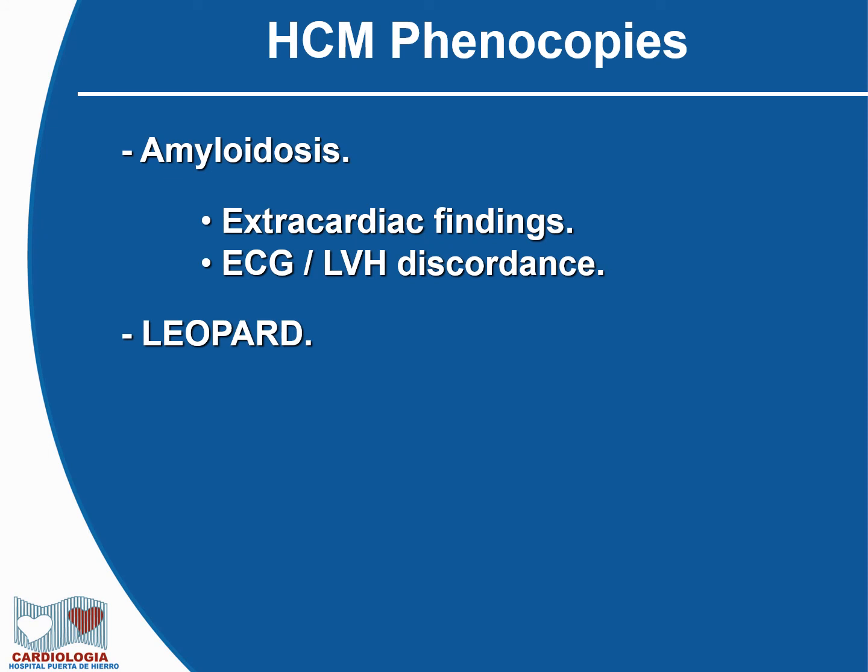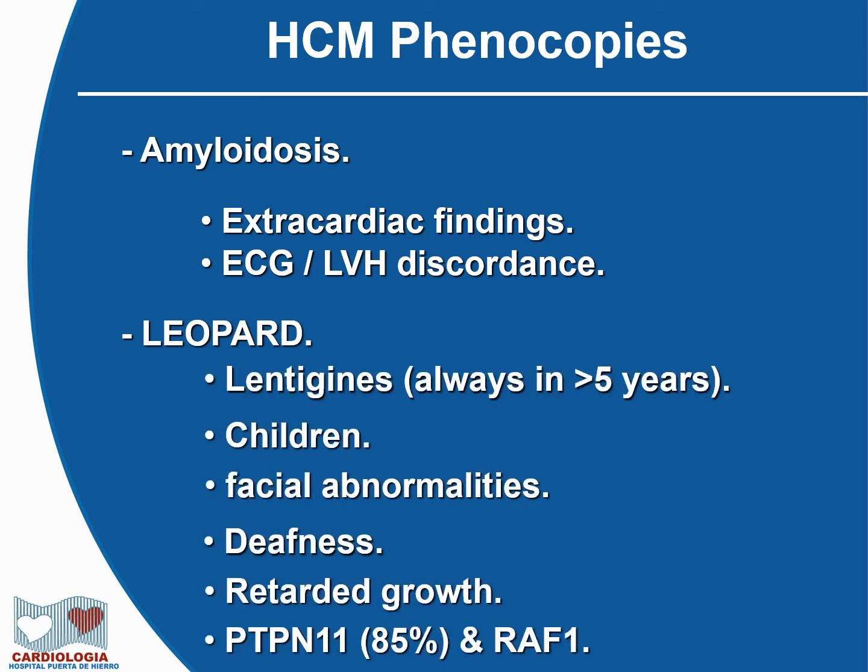Amyloidosis. We can also have extracardiac findings. For instance, in hereditary TTR amyloidosis, we can have neurological involvement, and in AL amyloidosis, we have systemic involvement. In Leopard syndrome, we can find dermatological lesions such as lentigines. We have facial abnormalities. We can also find deafness, retarded growth, and it's caused by mutations in the PTPN11 and RAF1 genes.